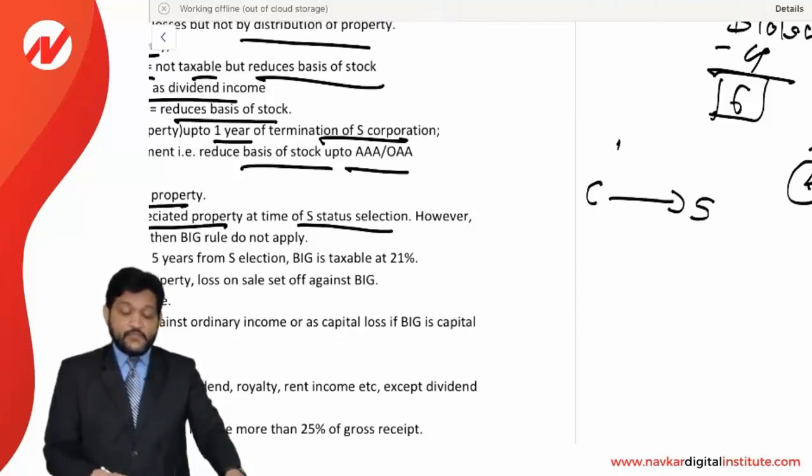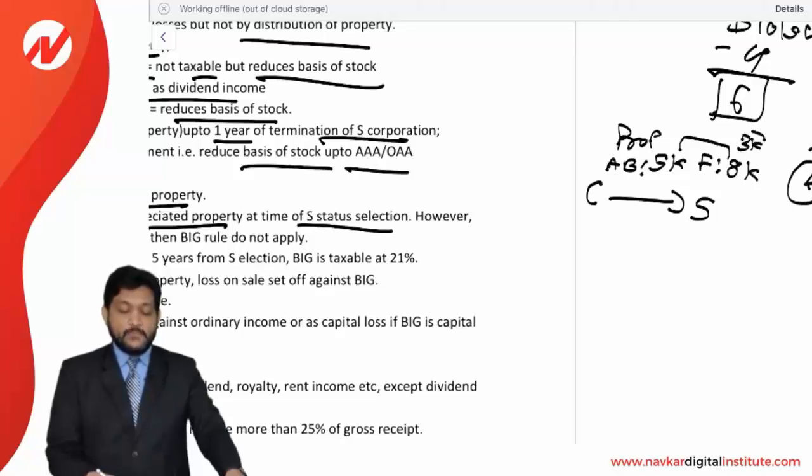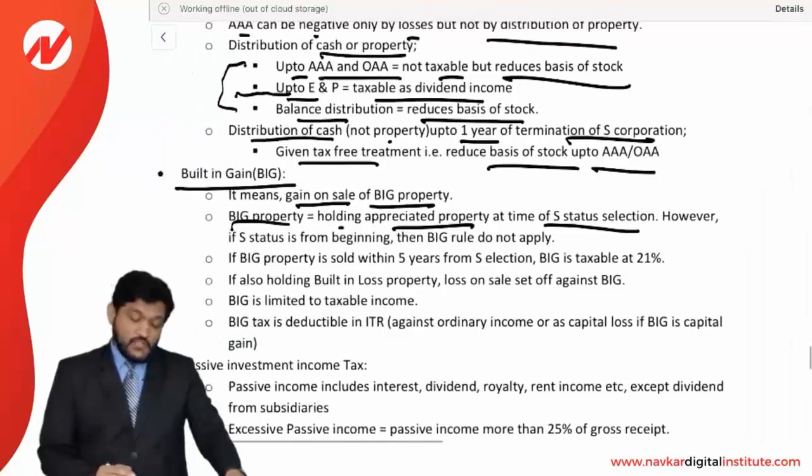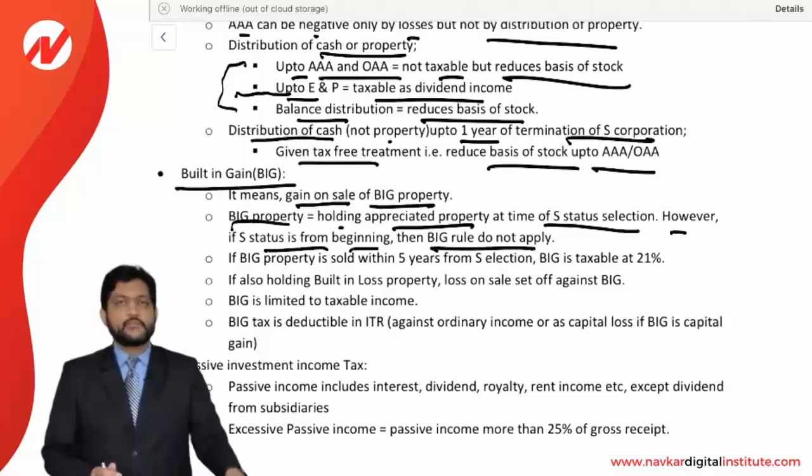At the time there was a property whose adjusted basis was, let us say, 5,000 and FMV was 8,000, and there is a gain of 3,000. This is called a built-in gain, and this property is considered a built-in gain property. So, holding appreciated property at the time of S election. However, if S status from the beginning, then the BIG rule does not apply. Obviously, only if you are converted from C to S status will there be appreciated property considered a BIG property, and the BIG rule will be applicable, otherwise not.